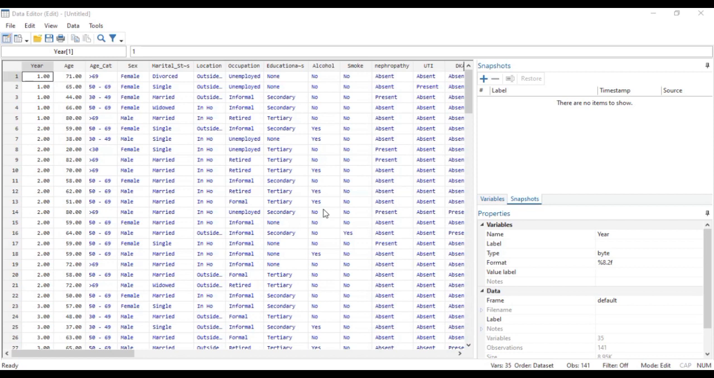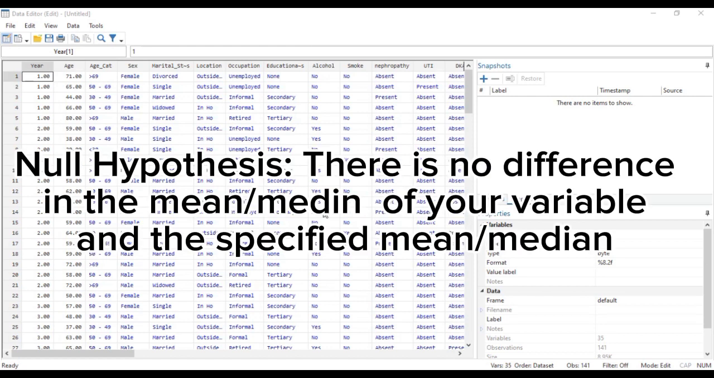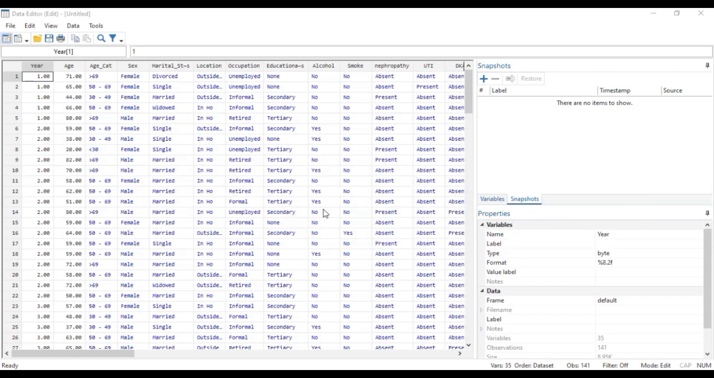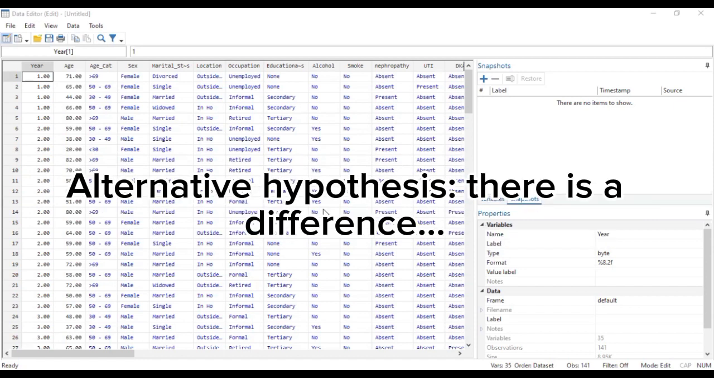And since this is an inferential statistics, the null hypothesis is that the mean that you're going to get for your sample will be the same as that of the hypothesized mean. So there's no difference between your mean and that of the specific or hypothesized mean. And then the alternative hypothesis will be that your mean is different from that of the hypothesized mean.